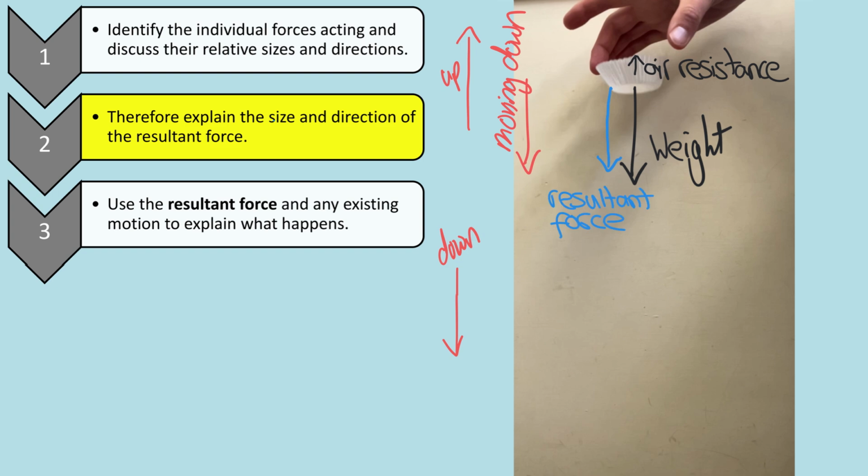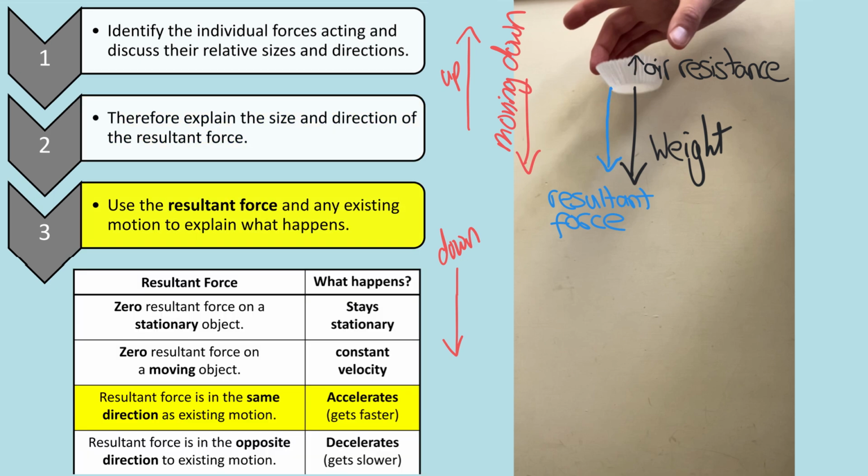If I'm being good, then this difference in length of the resultant force and the weight should be equal to the air resistance size. So because the resultant force is down and it is moving down already, it will continue to accelerate downwards. But the acceleration will be at a slightly lower rate than before because the resultant force is smaller than before. But what happens as it gets faster? Well, as it gets faster, the air resistance is going to get larger.